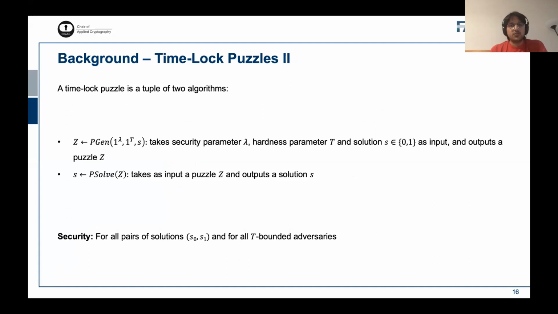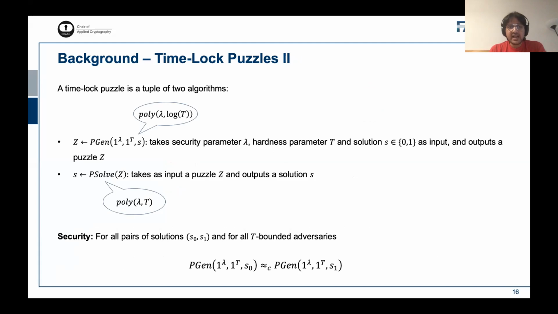So formally, you have these two algorithms. You have the puzzle generation algorithm that takes as input the security parameter, the hardness parameter T, and the solution S, and outputs a puzzle Z. And the solving algorithm takes the puzzle Z and outputs the solution S. And we want the puzzle generation algorithm to run much faster than T. So therefore, we say it runs in poly log T, and the solve algorithm runs in poly T, right?